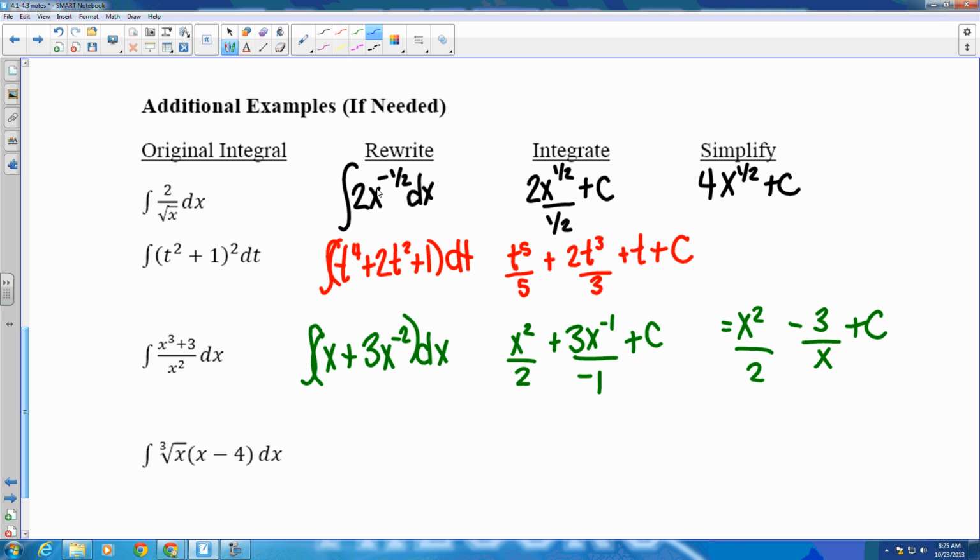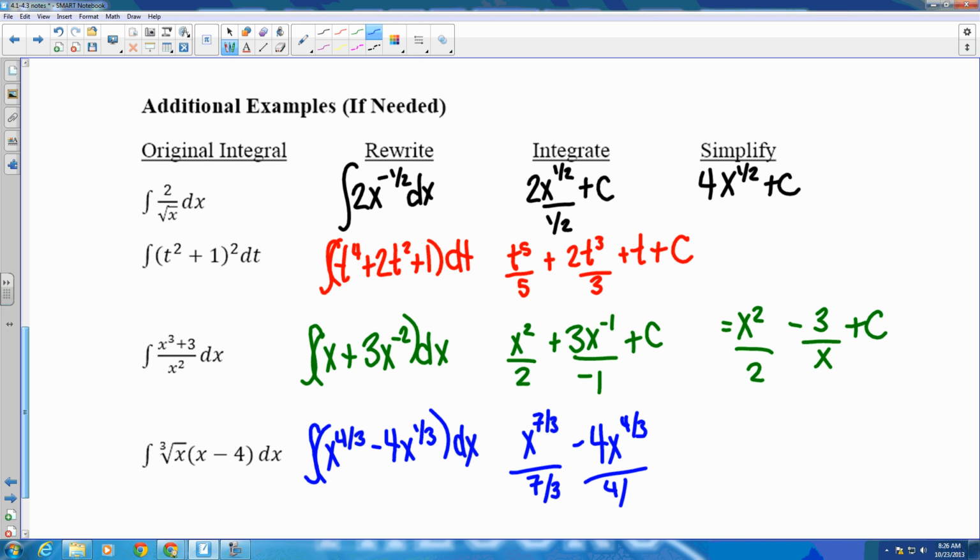And our last one, we need to distribute that x to the 1/3 into both terms in our parentheses before we can take the integral. So that's going to be x to the 4/3 minus 4x to the 1/3 dx. When we raise the first exponent, we get x to the 7/3 divided by 7/3 minus 4x to the 4/3 divided by 4/3 plus c. We can't leave our answer like that. We have to rewrite it as 3/7 x to the 7/3 minus 3x to the 4/3 plus c.